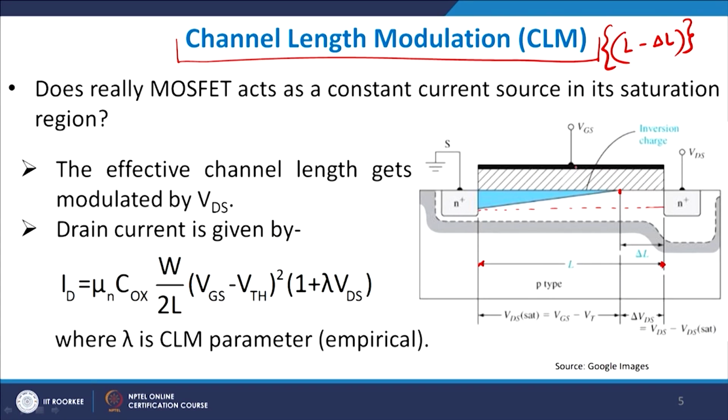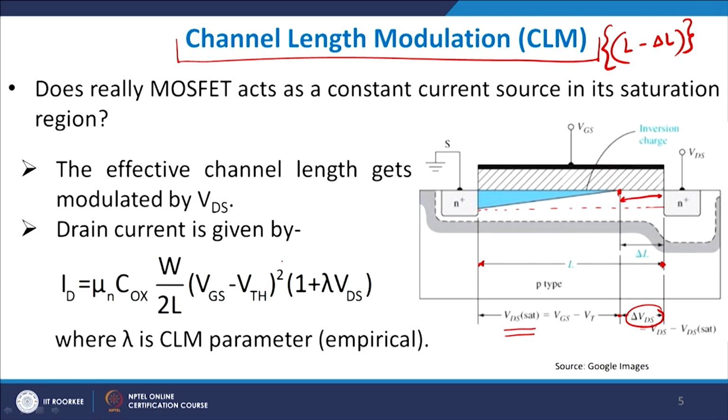Which means that if I give a potential VDS sat, the saturation drain to source voltage, then VGS minus VTH is the voltage drop till this point, and the extra voltage beyond VDS sat falls across this region. So, this delta VDS, which is VDS minus VDS sat, is the voltage which is required here.